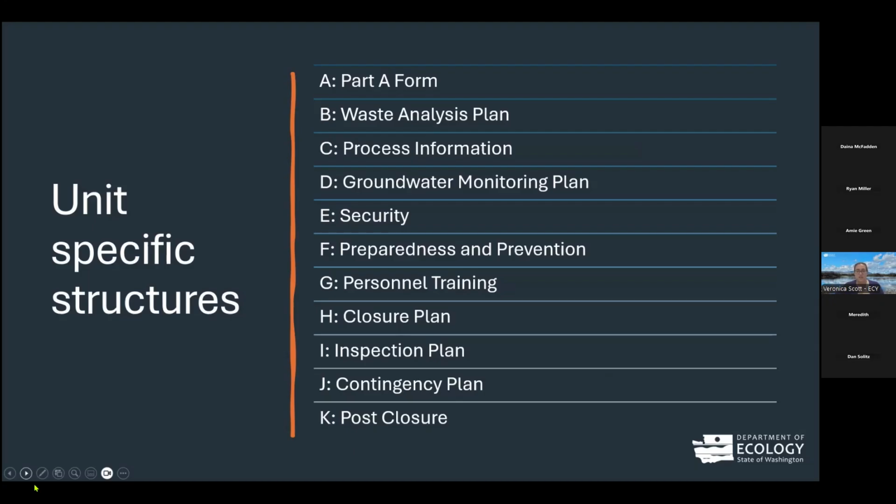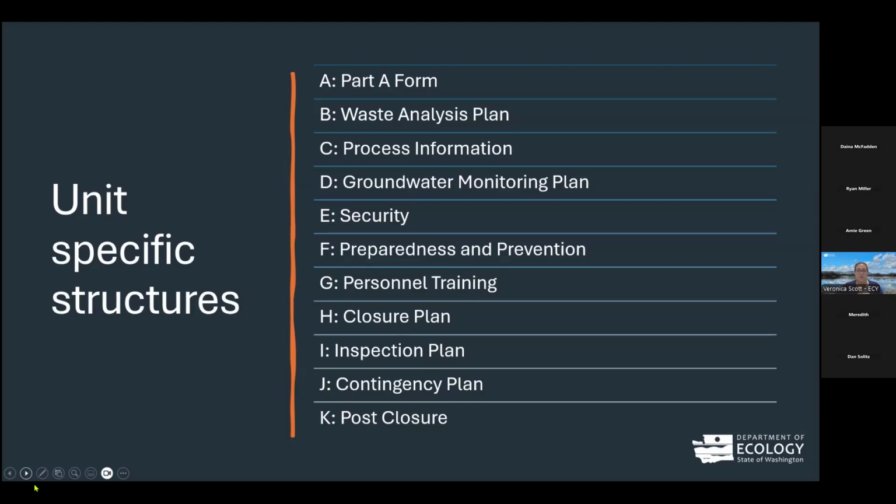You can look at the waste analysis plan and the process information for our operating unit groups to get information about how it works, what the structures in place are for managing waste, ensuring that the waste is moving safely through the facility and that it's operating in a way that's protective of human health and the environment. Process information is the place where you'll find engineering drawings, engineering design plans, if they're applicable to that unit. So, another place for more information.